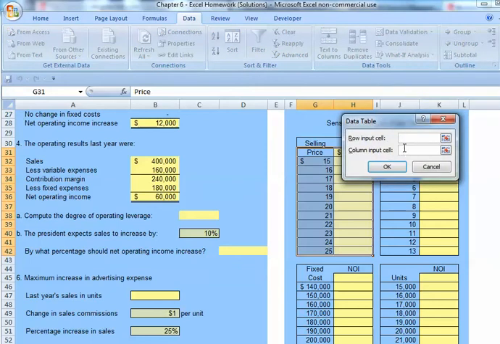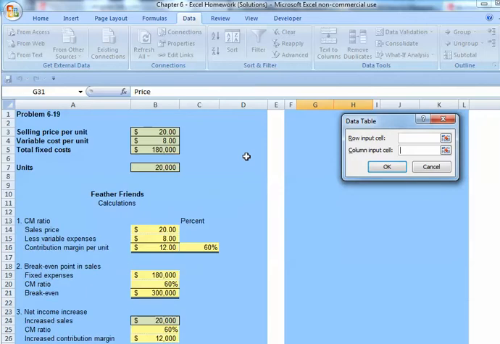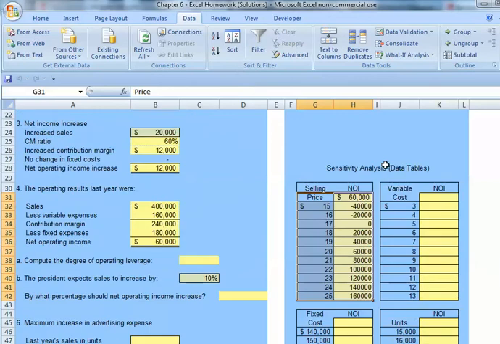Now our data tables have been arranged in the form of a column. Our input fields here are in a column. We want to take these selling prices and input them into our selling price field, which is cell B3. Now we hit OK, and we can see how our net operating income would change based on a change in our selling price. As our selling price goes up, as expected, our net operating income will go up.